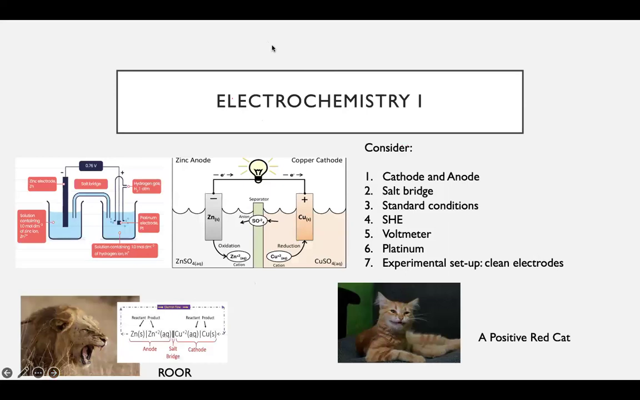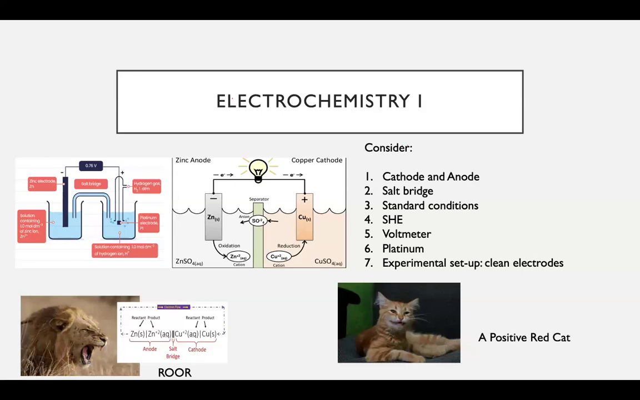Let's move on to electrochemistry. I'll answer other questions later. So this is quite a difficult concept to get your head around. But if we look at the center here, this zinc copper cell, this is essentially the way that batteries work.